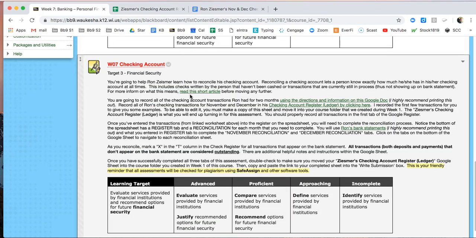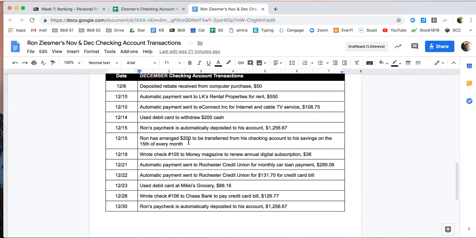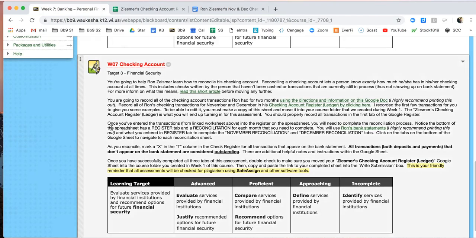All right, let's go to the next part. You're going to record all the ones for November and December, right on this sheet. Then when you're done, you're going to go to this next part. Once you've entered the transactions, what we just did, into the register on the spreadsheet, you will need to complete the reconciliation process, or the balancing process. Notice the bottom of the spreadsheet has a register tab and a reconciliation tab for each month that you need to complete. You will use Ron's bank statements, which I highly recommend printing out, and what you entered in the register tab to complete November and December reconciliation.